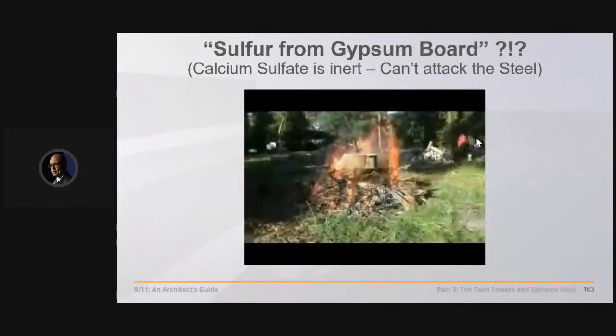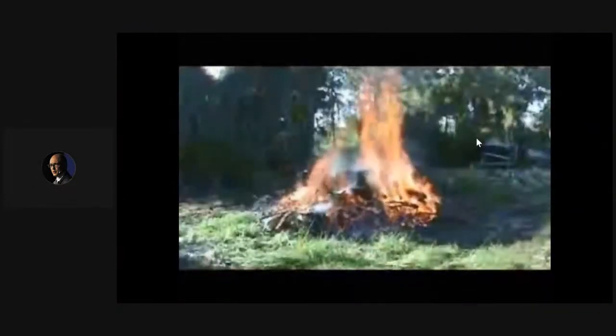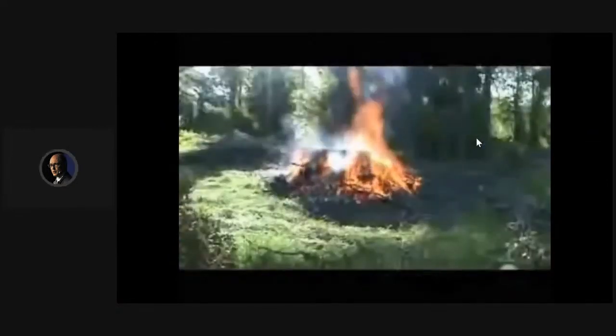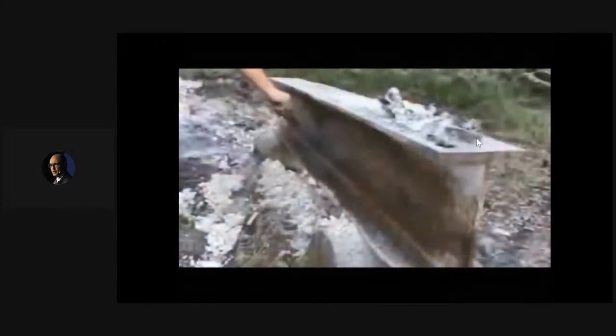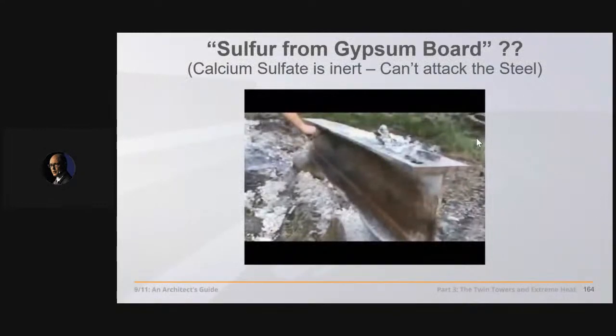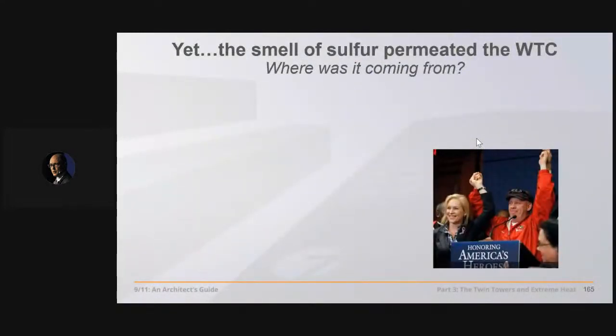So experimentation is how you figure this out. Build a 2,000-degree fire if you can. Put gypsum against the steel. Does it attack the steel? No, it's clean as a whistle. So these made-up explanations by NIST are designed for another purpose, and that's to continue a cover-up, which we are uncovering as we speak.